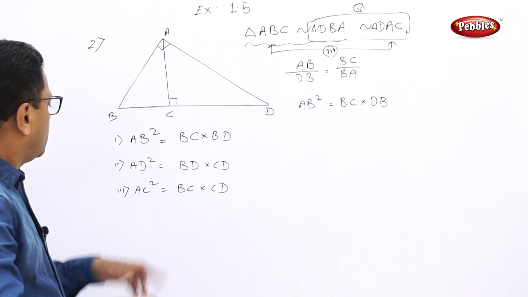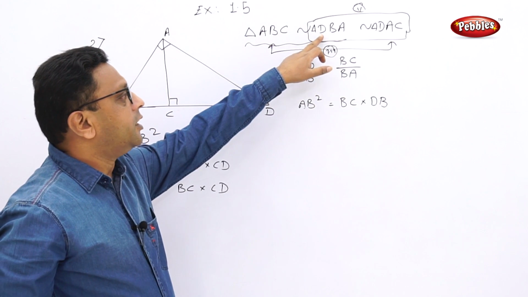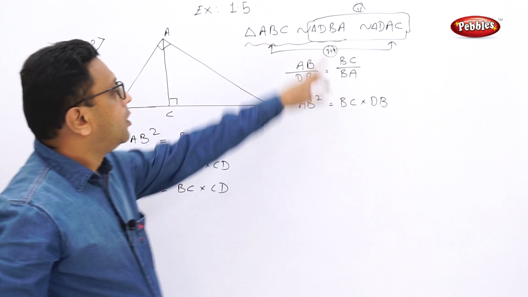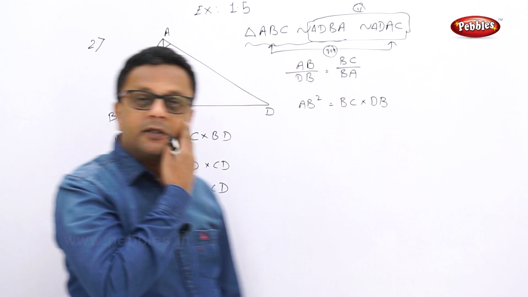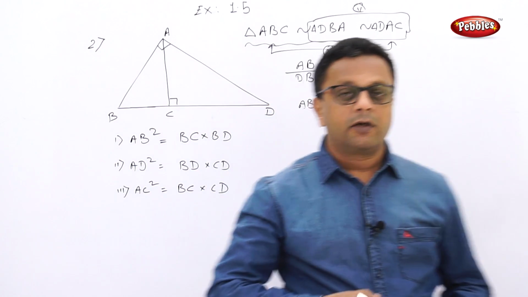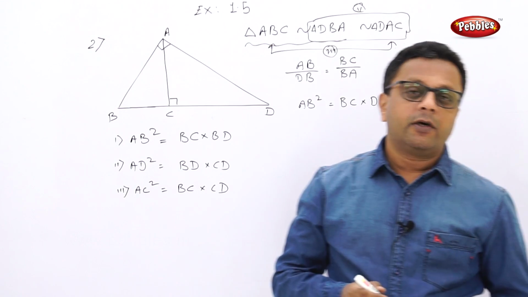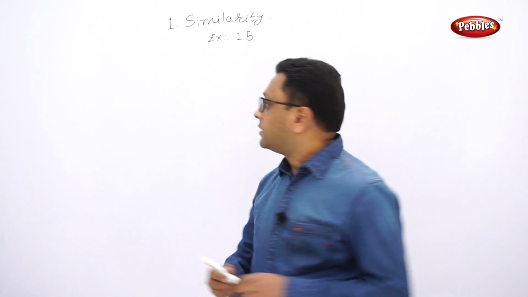Correct? Very simple. In the second, AD square is there, so I will take AD first, that is DA upon DC is equal to DB upon DA, and so DA will come on one side and the rest of the things will go on the right hand side. So please pause your video here and solve these two examples. Do it now, please. Example number 3.